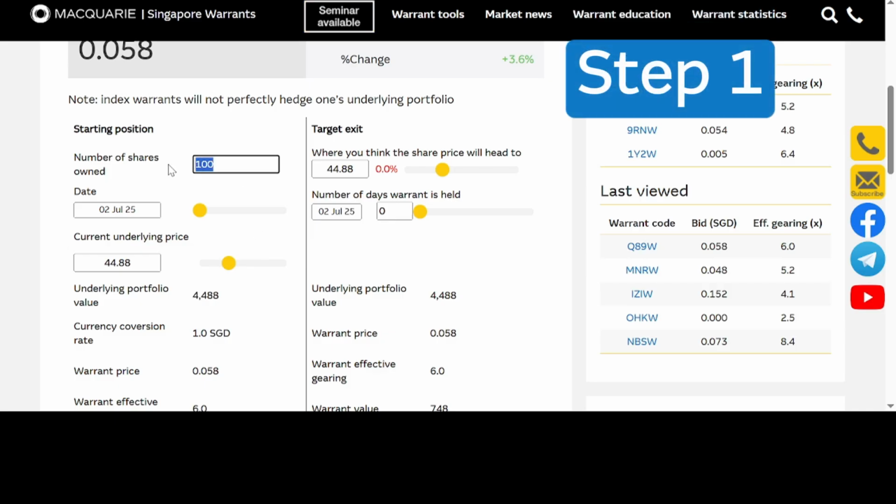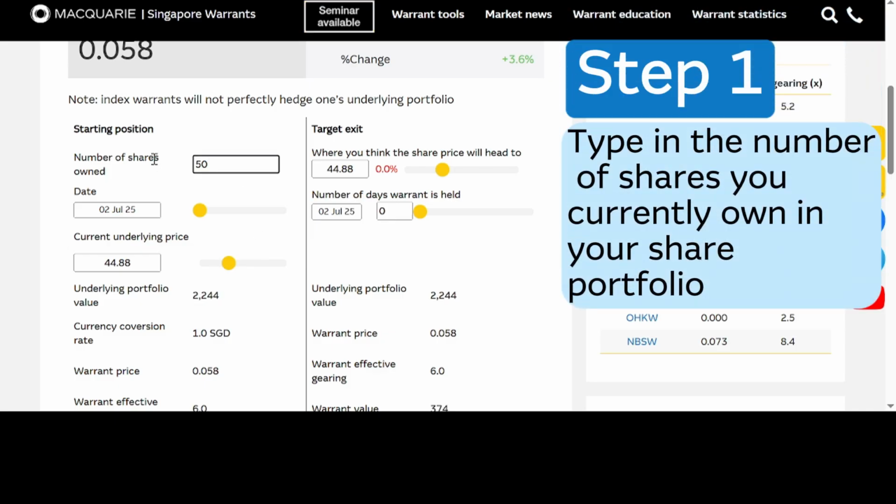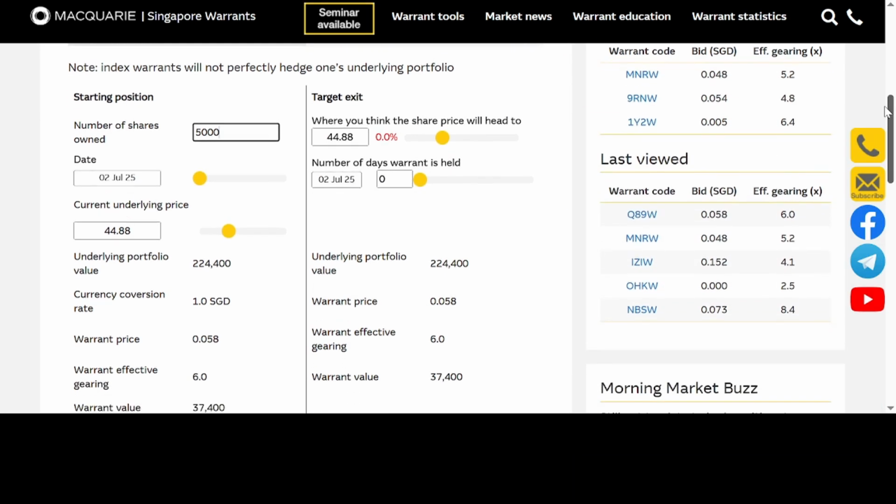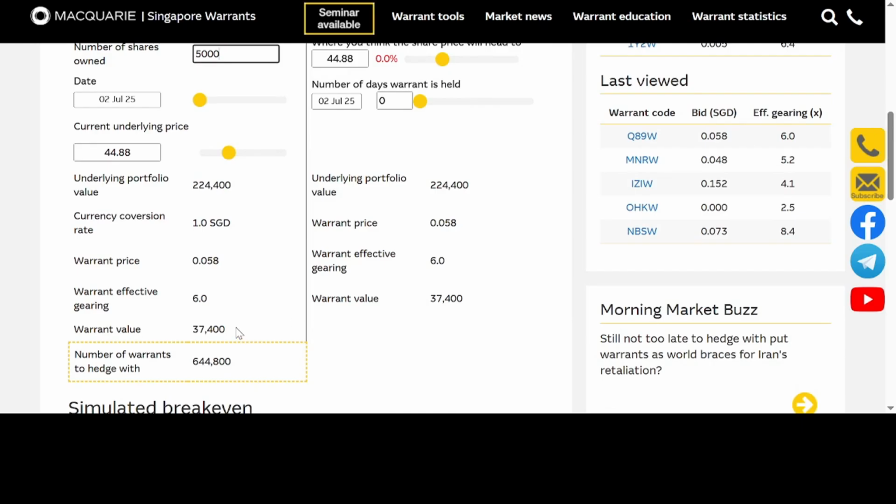Step 1, type in the number of shares that you currently own in your share portfolio. Again, you will immediately see the estimated amount of capital outlay required to buy this put warrant to hedge the stock portfolio value and the number of warrants to buy based on the current underlying price and the warrant price, as well as the effective gearing of this warrant at this point in time.